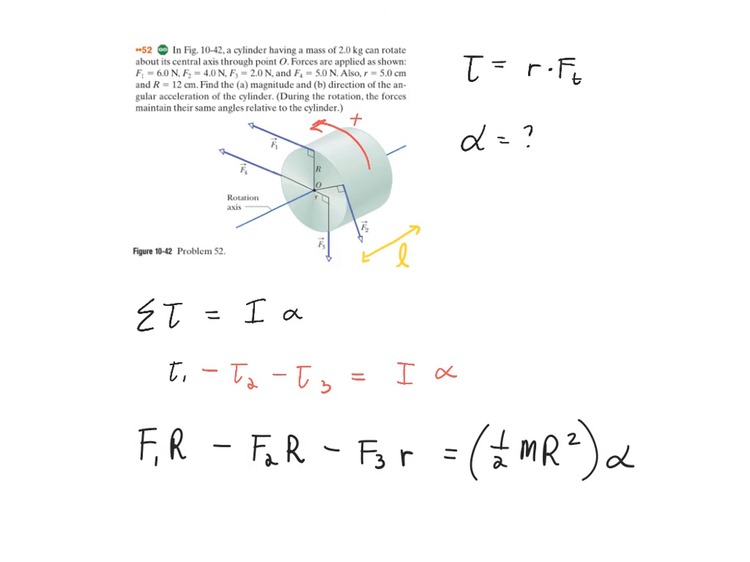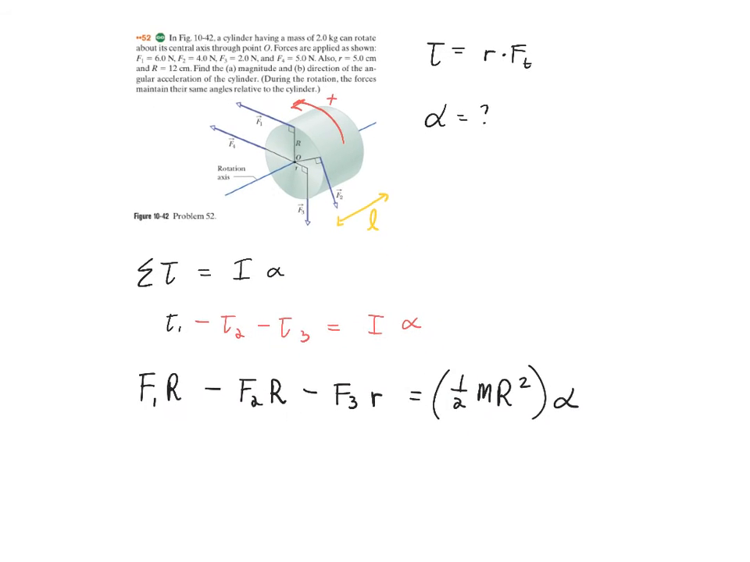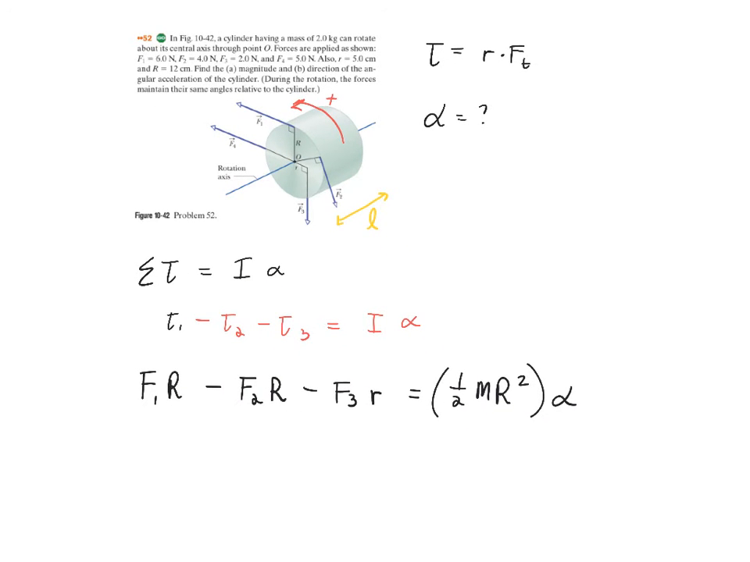All right, so based on what we have now, it just becomes solve for alpha. We have everything else in the problem. All these other pieces are given. So let's divide through by the 1/2 mr squared, or double and then divide by mr squared, and plug in our values. So we've got 2 times that entire thing all over mr squared: F1R minus F2R minus F3 little r, and that equals alpha.